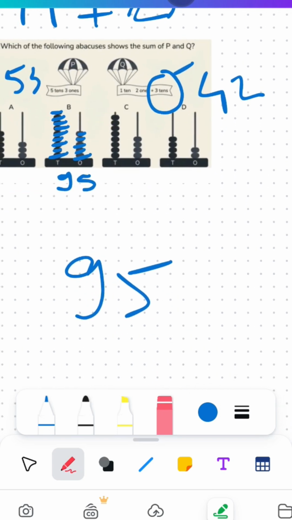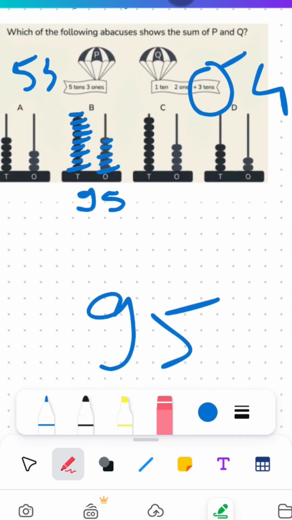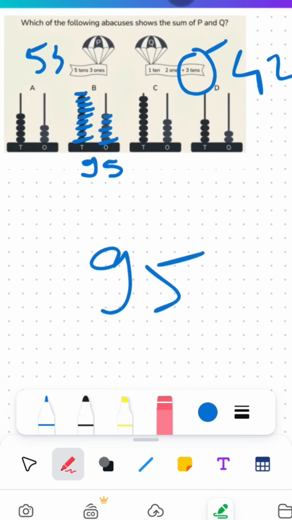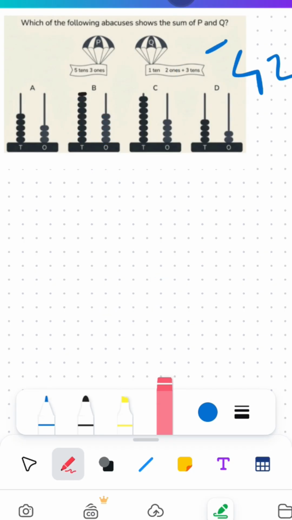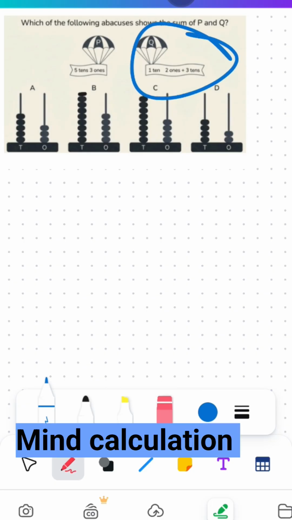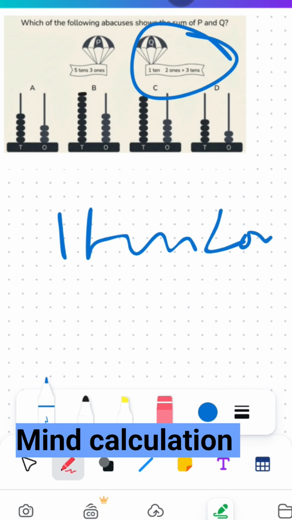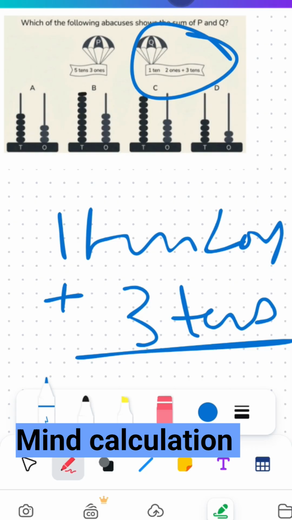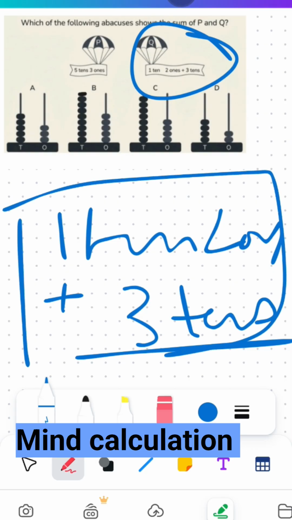This is an abacus question and we solve this by the rules of ones and tens. If you know how to write ones and tens, then only you can solve this question. Where is the confusion part? This is our confusion part: 1 ten, 2 ones plus 3 tens. Don't do it manually. Write down all these things and then do it.